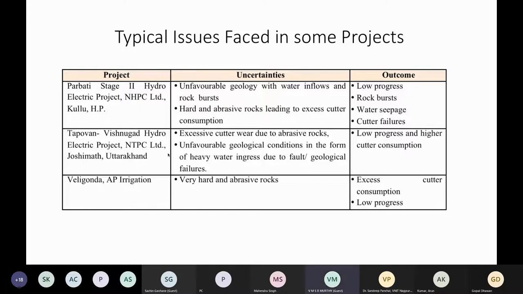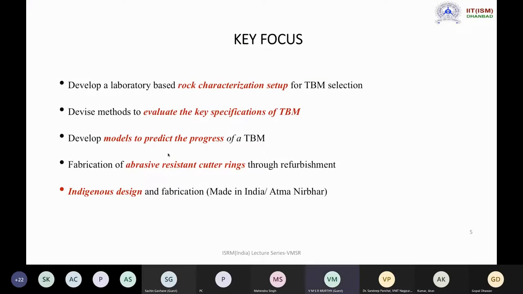Excavation tests done right in the beginning of the project, or maybe even during the process of excavation, mean the rest of the tunnel can be made in a much more planned way. So the focus of the lecture would be on the laboratory that we have developed for characterizing rocks, particularly from the TBM selection point of view.